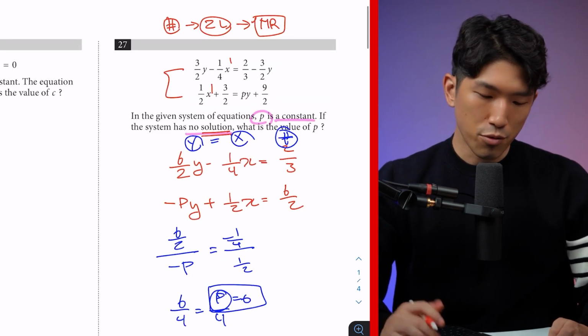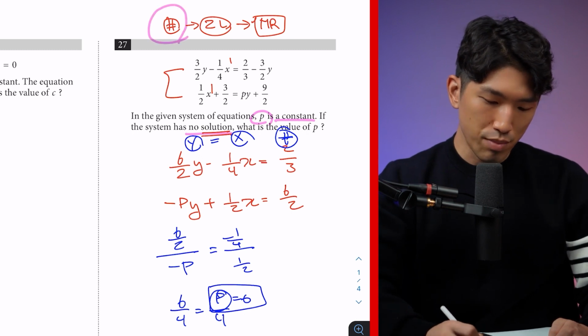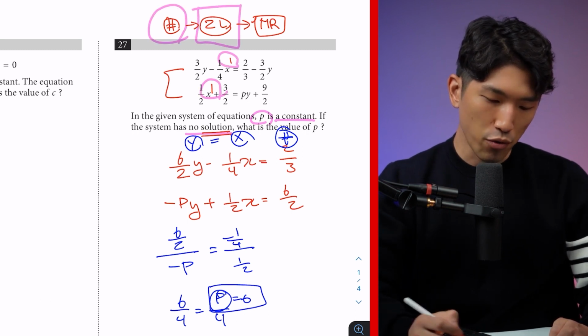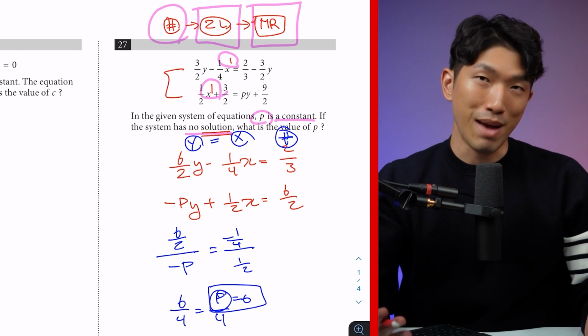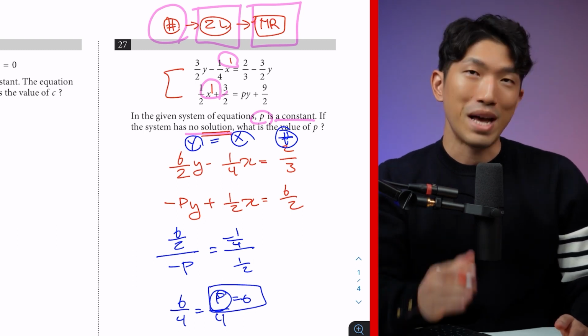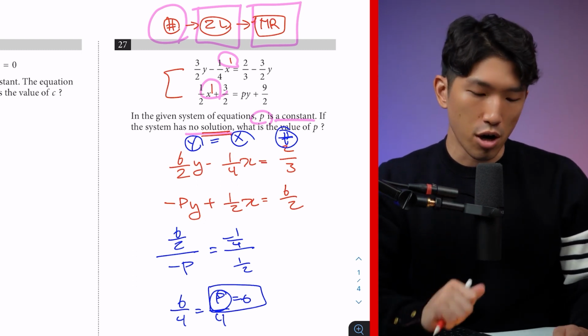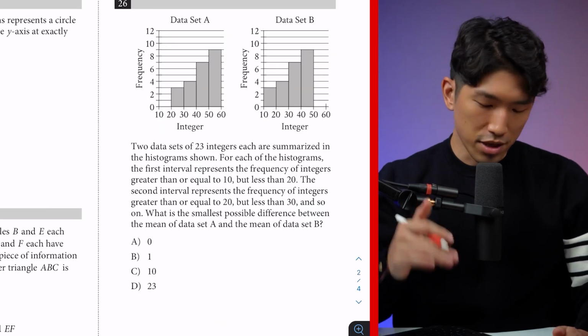So the main takeaway from this question is when you're looking for a number of solutions between 2 lines, we have to use something known as the matching rule. It's very popular on the SAT, but as long as you got the matching rule down, you'll be good to go on these types. This next one's a little bit funky, but let's go straight into it.